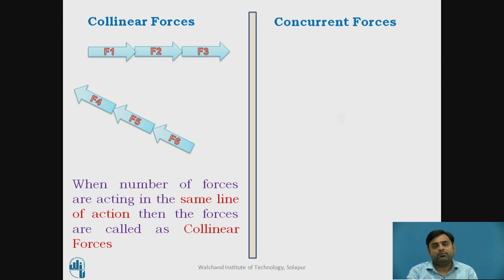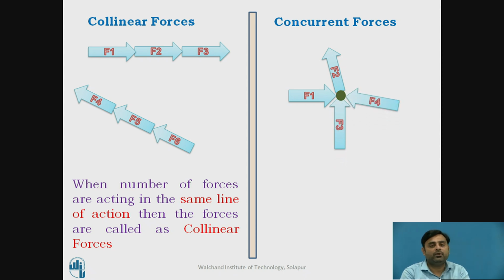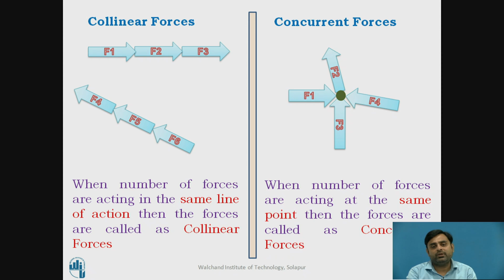Similarly, concurrent forces. Concurrent forces means, let us say this is the point on which F1 force is acting, F2 is also acting over here, F3 is also acting on the same point, and F4 is also acting on the same point. So on a single point, if multiple forces are acting, then this type of force system is called the concurrent force system. So we can say that when a number of forces are acting at the same point, then the forces are called concurrent forces.